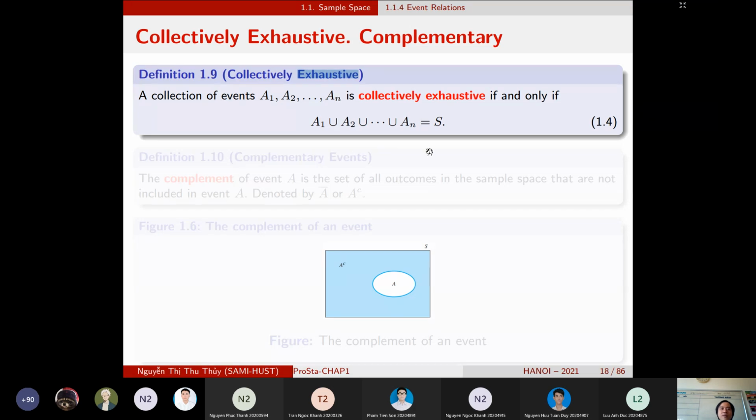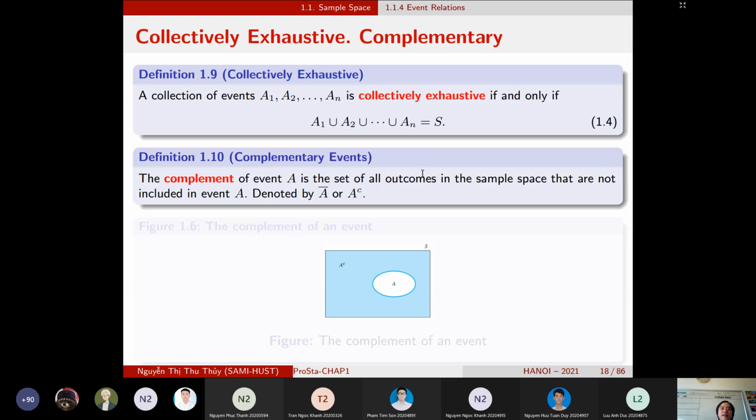How about the complementary event? The complement of event A is all the outcomes that do not belong to A, all the outcomes not included in event A. We can denote it by A^C, where C means complement, or A bar. You can use whatever notation you want.